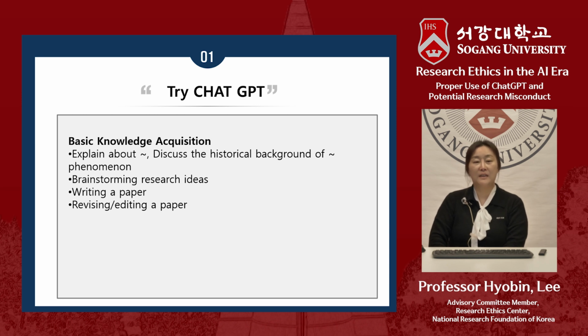You can use ChatGPT for different kinds of things. The first is basic knowledge questions. You can ask a very simple question, a historical question, or about a phenomenon. You can also use ChatGPT for brainstorming. When you write a paper, you can get help in the writing section, and when you are revising or editing a paper, you can also use ChatGPT. But I want to show what fabrication, falsification, and plagiarism are when you use ChatGPT.